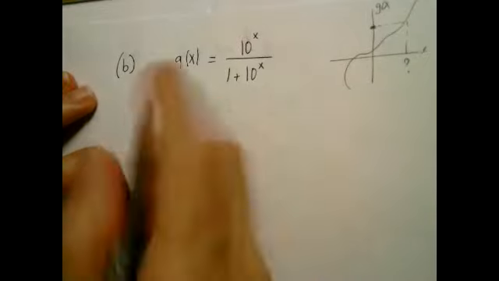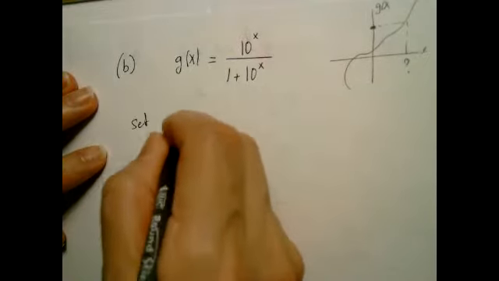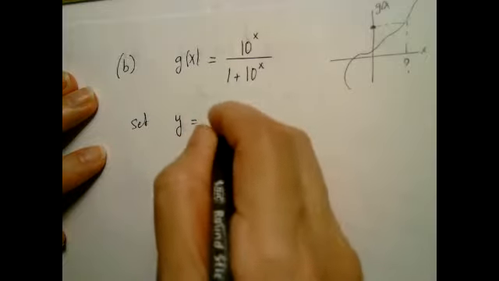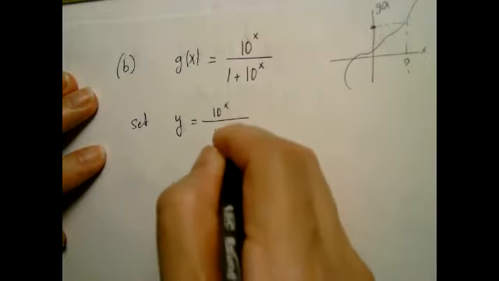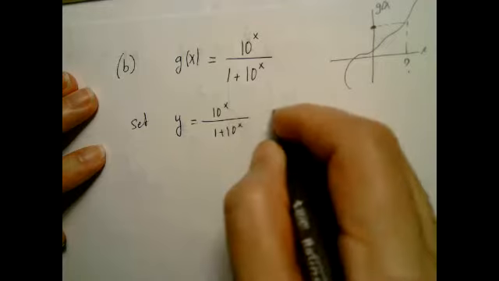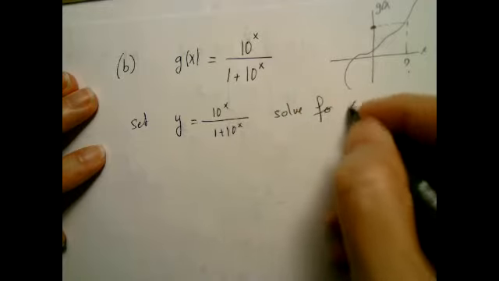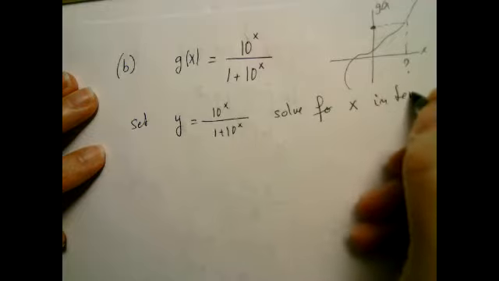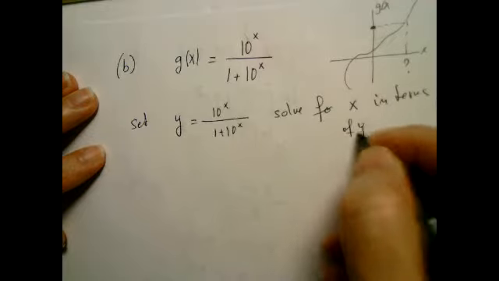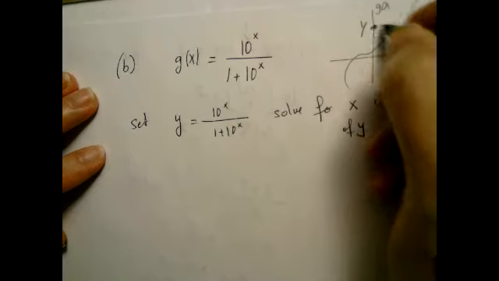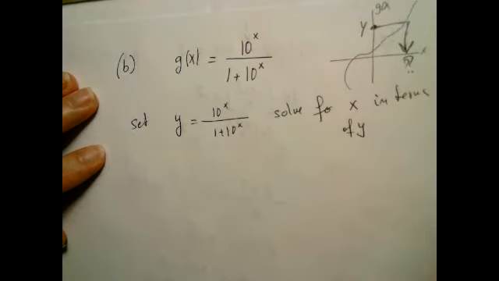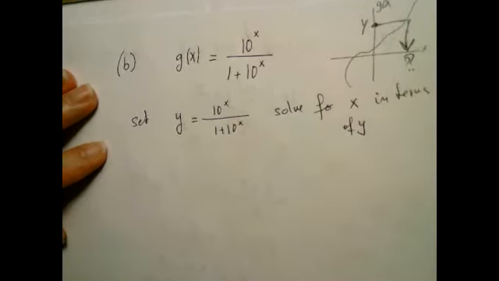x as a function of y. So here we're going to set y equal to 10 to the x over 1 plus 10 to the x. And of course, we have to solve for x in terms of y. It means I know my output, and I need to find the input. That's really what the problem is about.